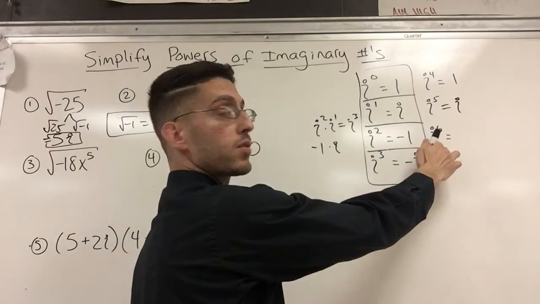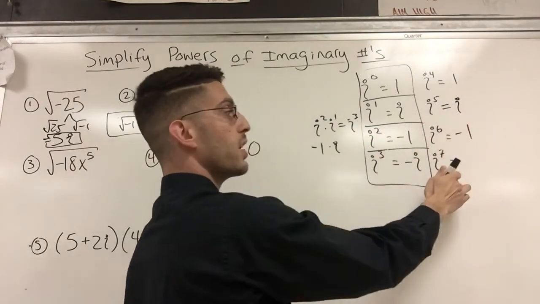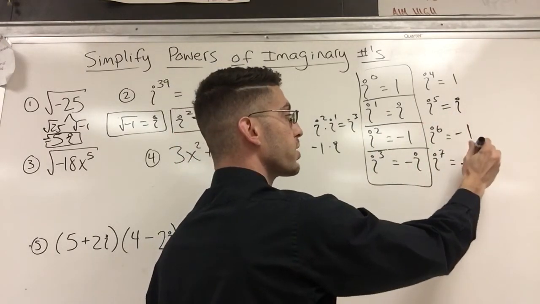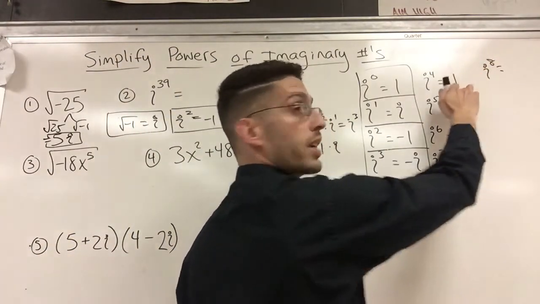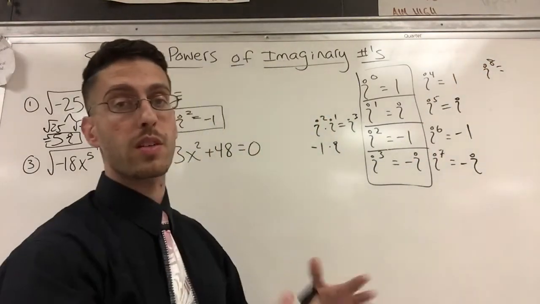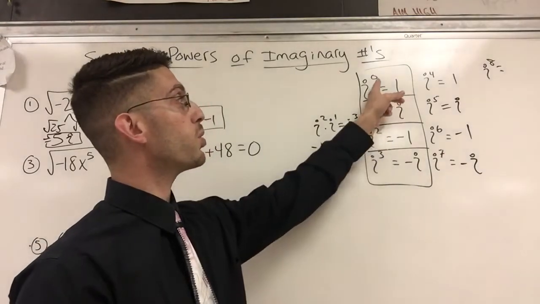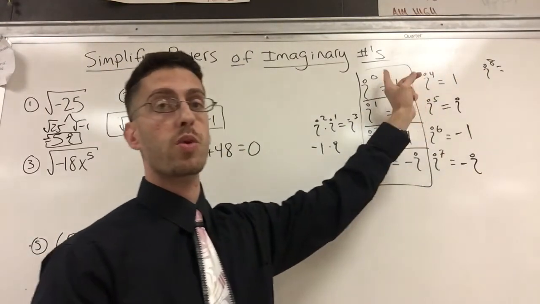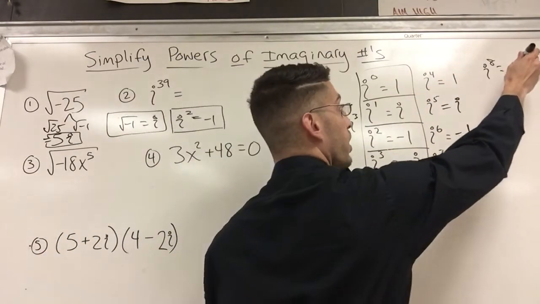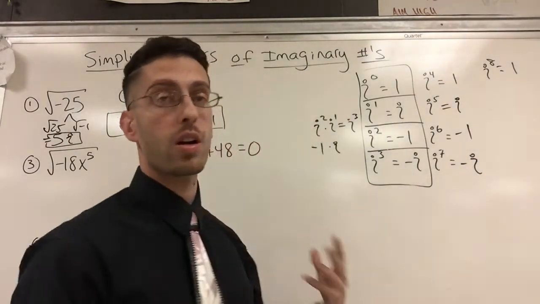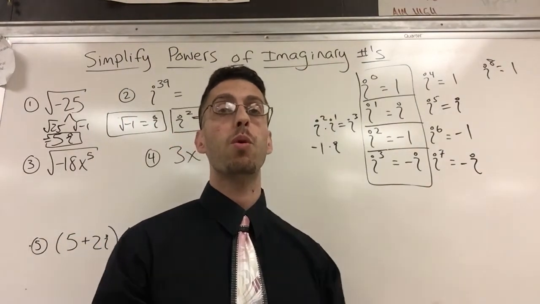And then i to the sixth repeats this one. And then i to the seventh repeats this one. And the pattern continues. And if I asked you for i to the eighth, hopefully you realize that it'll be 1 because the pattern repeats again and again and again. So multiples of 4, if the exponent is a multiple of 4, you go back to 1 and then you repeat your pattern again and again and again. So there's your clue, multiple of 4.